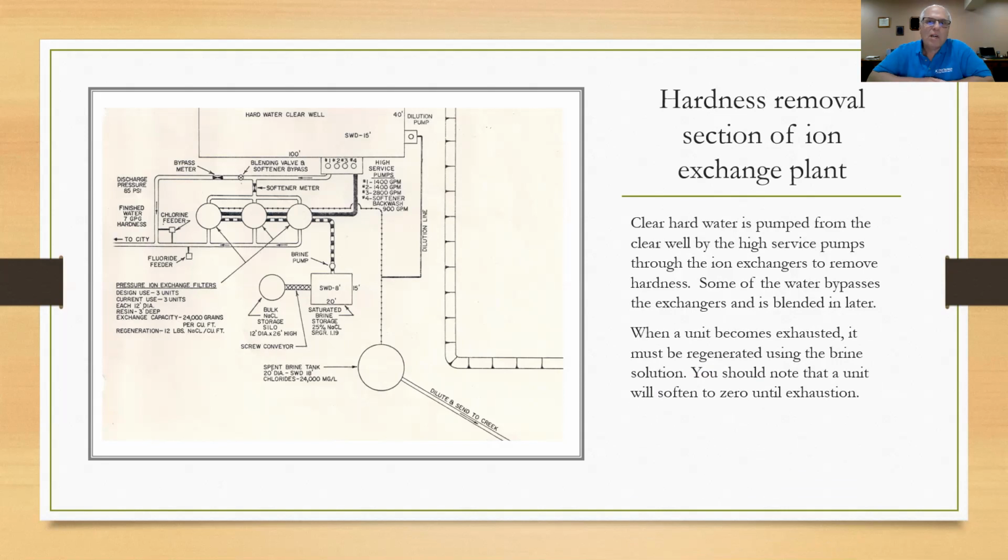Again, when the unit became exhausted, it had to be regenerated using the brine solution. The operators would typically have a large tank in which they would put rock salt, clean rock salt, and fill it up with water, and they'd stir it up. And as long as they could still see rock salt on the bottom of the brine tank, they knew they had saturated brine, because there will come a point at 25% where the water will no longer dissolve any more salt. So they have concentrated brine. It's always 25%, as long as you have some excess salt in the bottom of the unit.